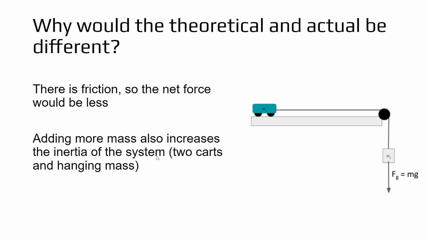And then also, when we add a hanging mass, if we're considering this whole thing as a system, we really have to add everything together. So we're going to add a little bit of inertia by adding this extra mass. The total mass is going to increase too. So that's going to be a resistance to the acceleration.